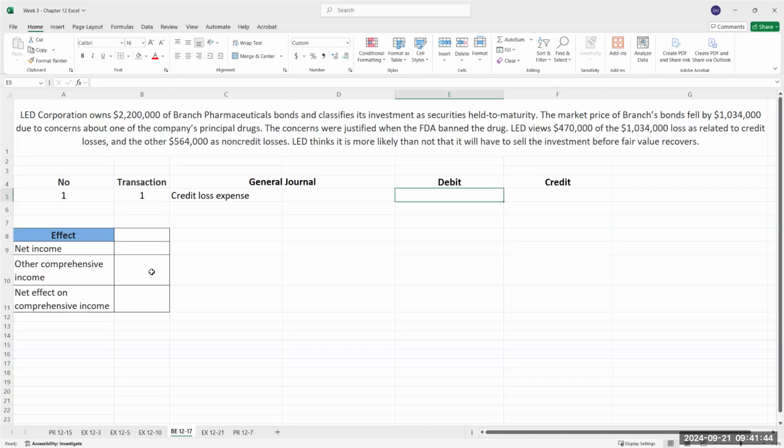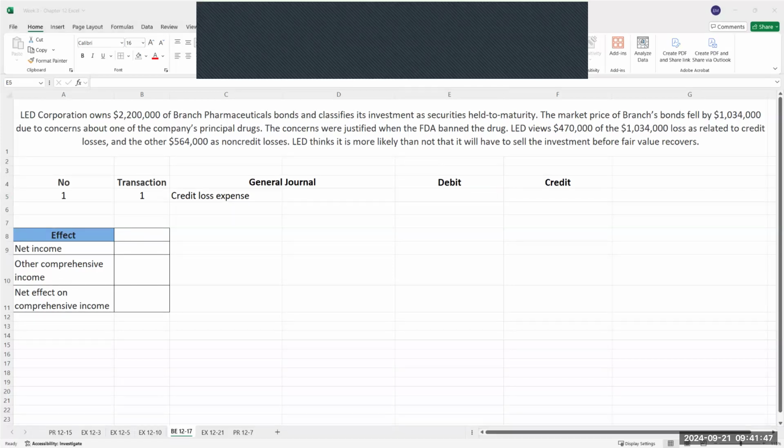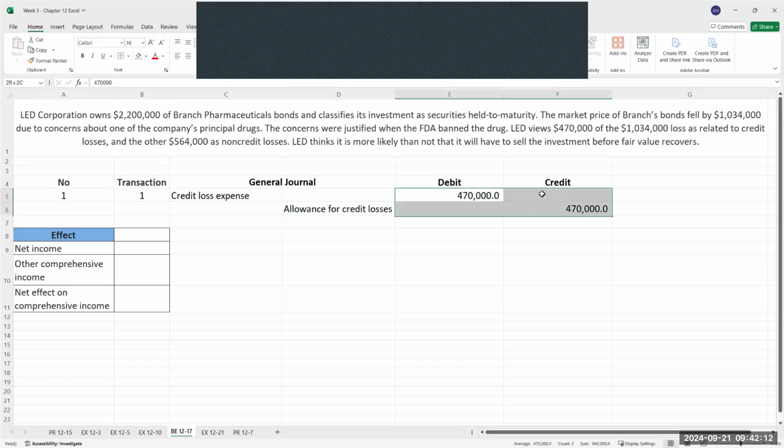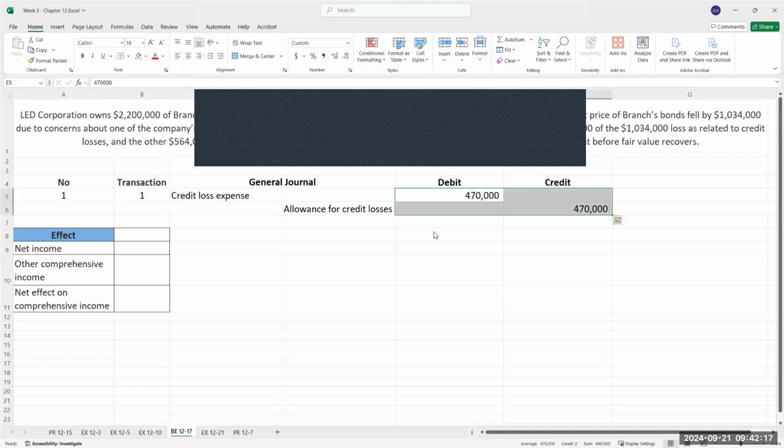For the amount that they perceive is related to the credit loss, and in this case, which is 470,000. All right, and then from there, we would credit the allowance for credit losses for the same 470,000. Whoops, sorry, too many zeros. All right, for the 470,000. So that'll be the first part of the entry.